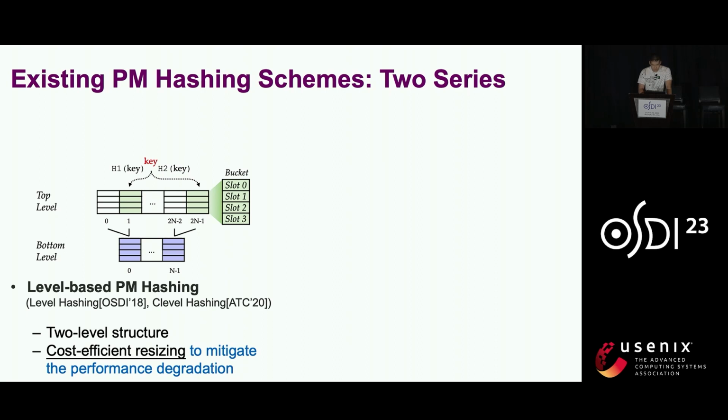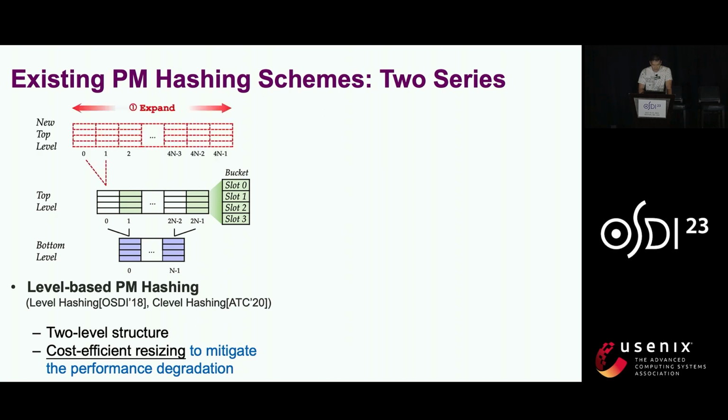As the figure shows, when the hash table is full, they allocate a new, larger space with twice the size of the top level. And then it only rehashes the key items in the bottom level to the new space. After the rehashing, the bottom level can be reclaimed. Only 1/3 of the key items in the hash table are rehashed because the size of the bottom level is 1/3 of the full table.